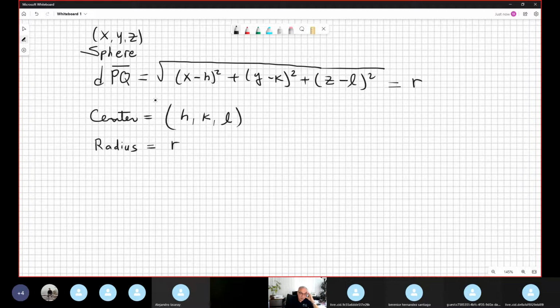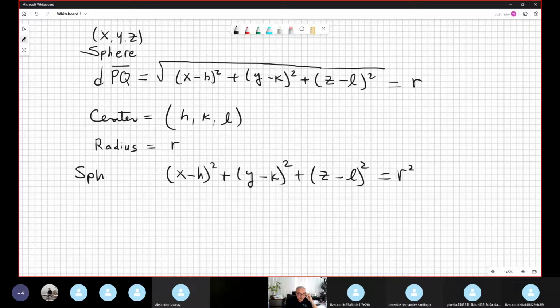If you square both sides, to put it elegantly, you have x minus h squared plus y minus k squared plus z minus l squared equals r squared. And this is the equation for the sphere, of course, in standard form.